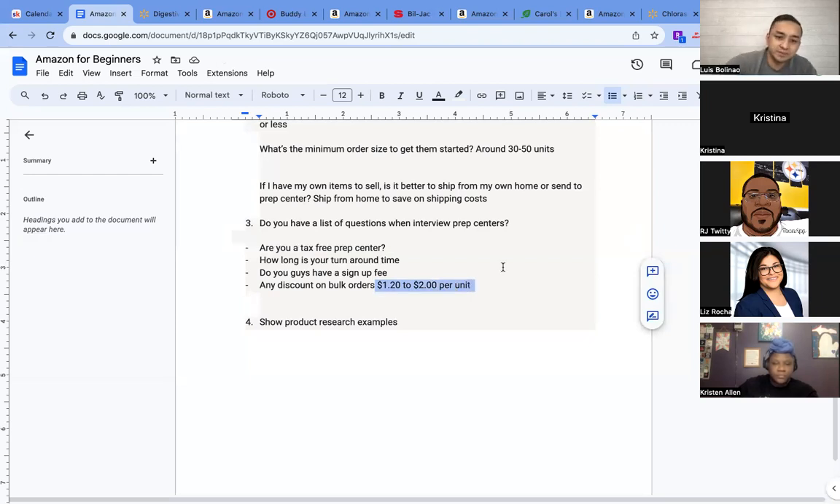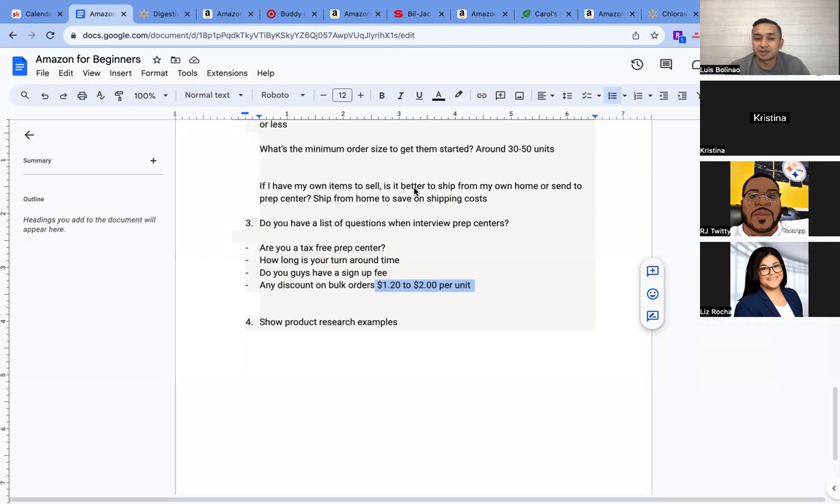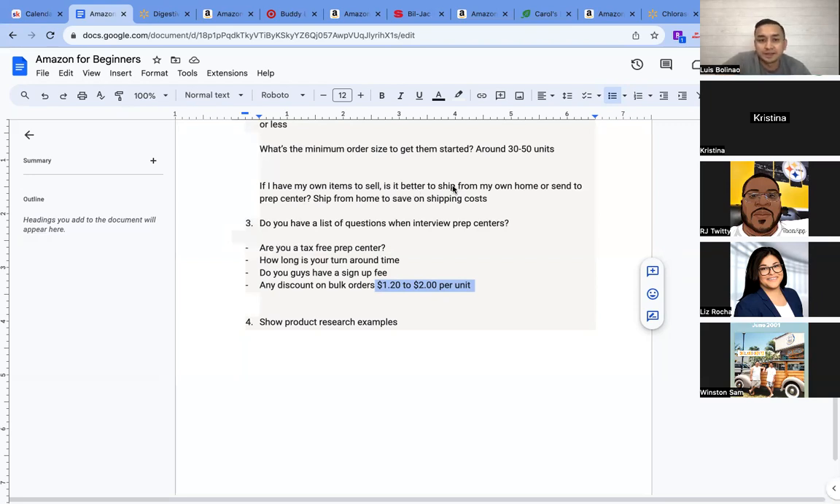And then I think Liz has a question in the chat. Liz is asking, how do you manage inventory with prep centers? Prep centers usually give you a spreadsheet, usually a Google spreadsheet, and some of them have software. That's how you communicate with these prep centers, and also by email. But usually a lot of the ordering and management is going to be on a spreadsheet.